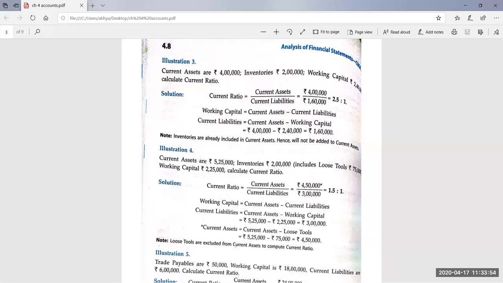Current liabilities are given as a whole concept. Trade payable is also given as an individual concept.